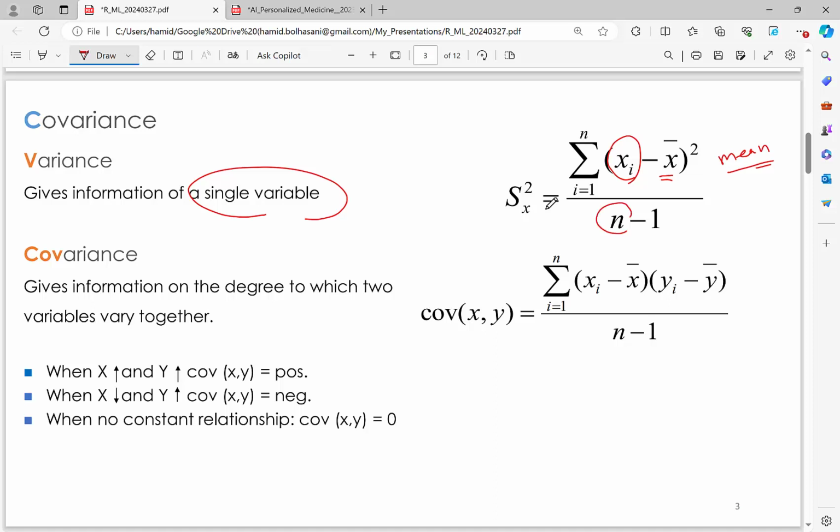But covariance gives information on the degree to which two variables vary together. It's related to two variables, how x and y vary together. For example, when x goes up and as a consequence y goes up, the covariance of x and y is positive. When x goes down and y goes up, the covariance of x and y is negative. And when there is no constant relationship between x and y, the covariance of x and y is 0.